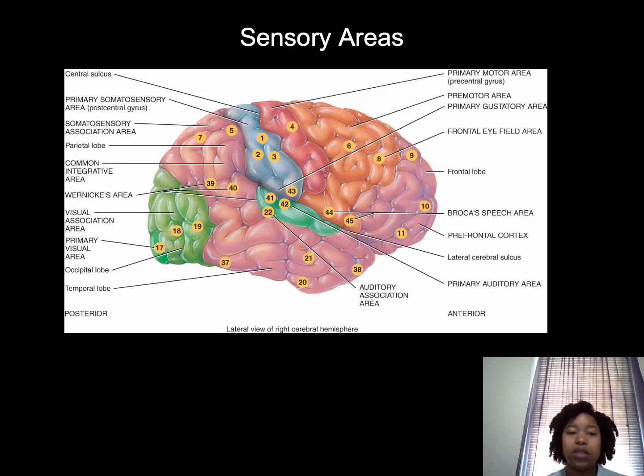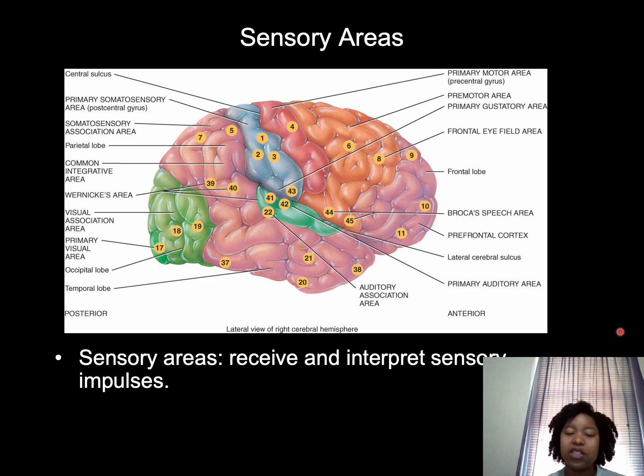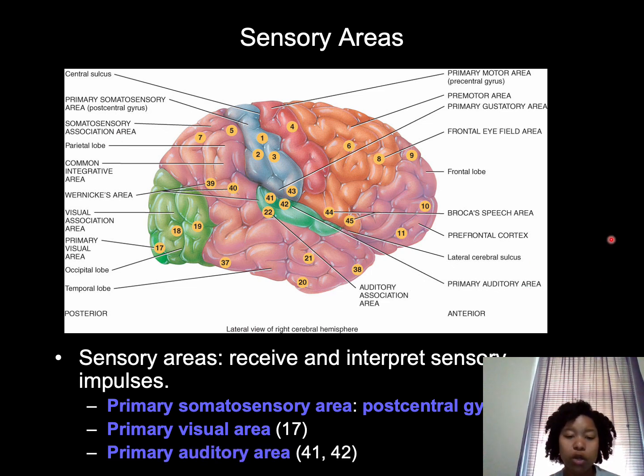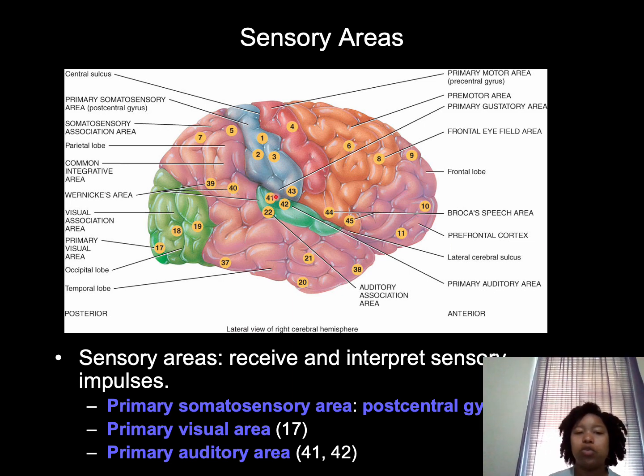The sensory areas are all of these. I know that looks like a lot, but it will get broken down for you. The sensory areas receive and interpret sensory impulses. So the primary somatosensory area is the postcentral gyrus, and the primary visual area is 17, which is right here. It's got labels for you to see that. And then the primary auditory area is 41 and 42. You'll notice that somewhat, not always exactly, the areas that focus this sensory information are near the nerve tracts that allow for that information to be received.